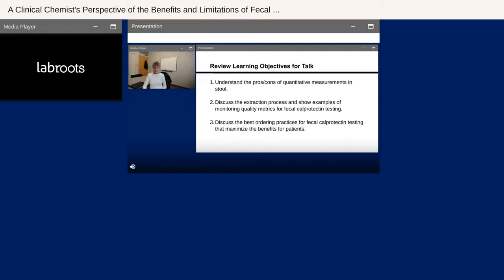So that's wrapping up my talk, just to review the learning objectives. We talked about the pros and cons of quantitative measurements in stool. We discussed the extraction process, and I showed you some examples of using a pooled stool QC to monitor the entire testing process. And then we also discussed the best ordering practices, or the clinical utility of fecal calprotectin testing, that maximizes the benefits for patients.